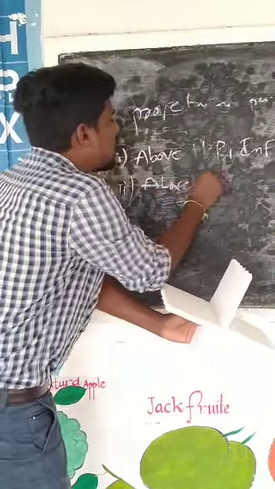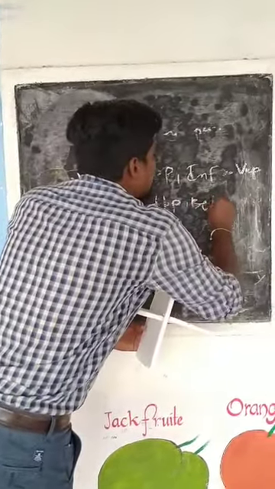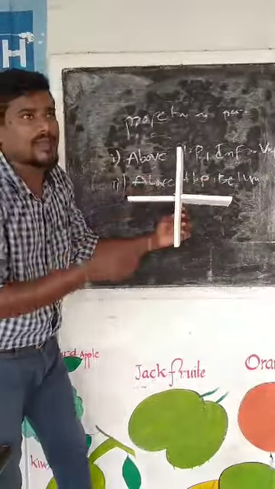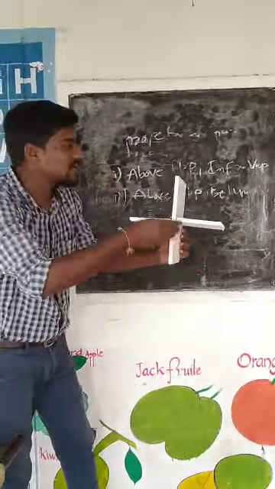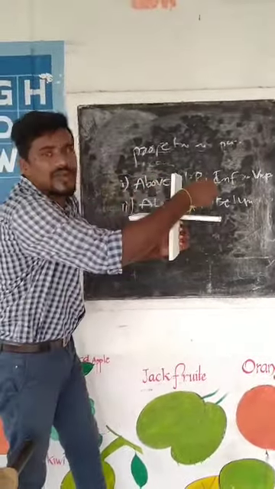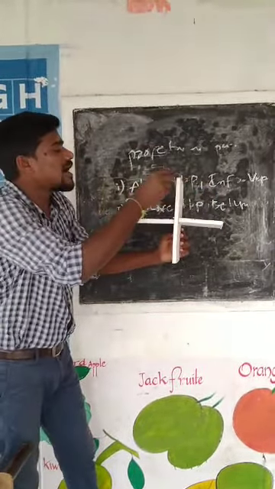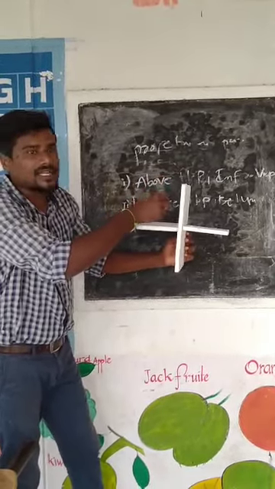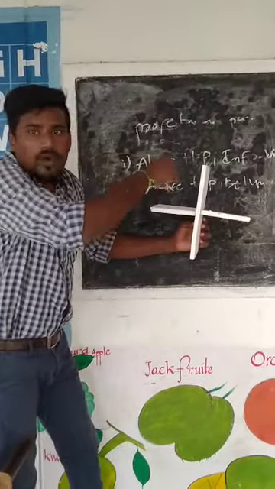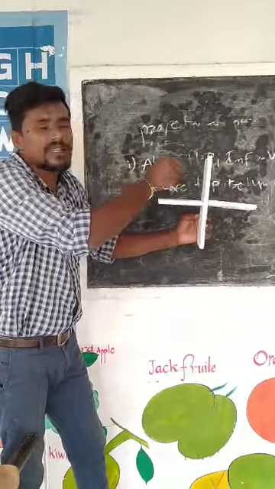The next, second condition: above the HP and behind the VP. The point lies above the horizontal plane and behind the vertical plane. This is in front, this is behind. This is the first quadrant, this is the second quadrant. In the second condition the point lies in the second quadrant, above the horizontal plane and behind the vertical plane.